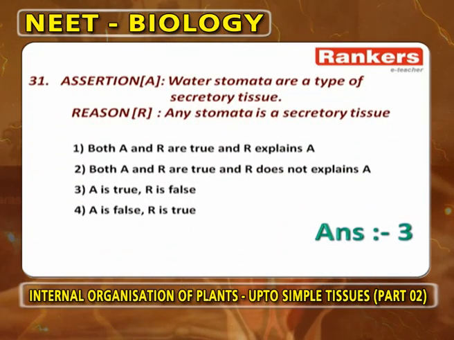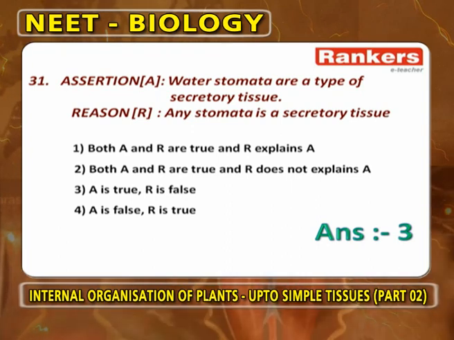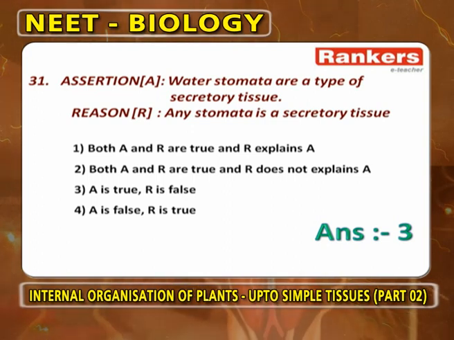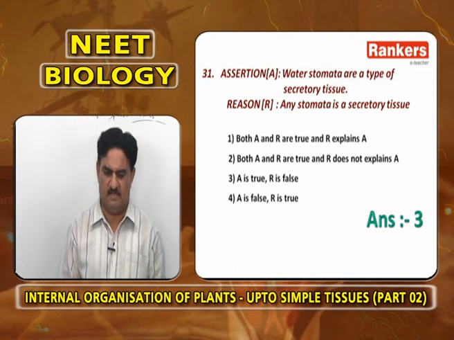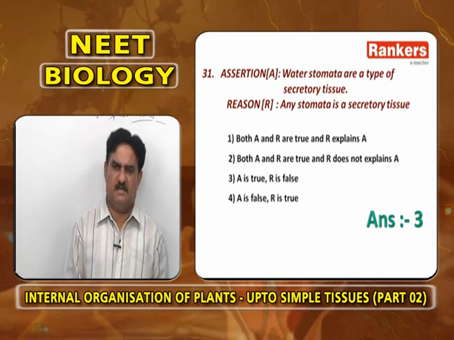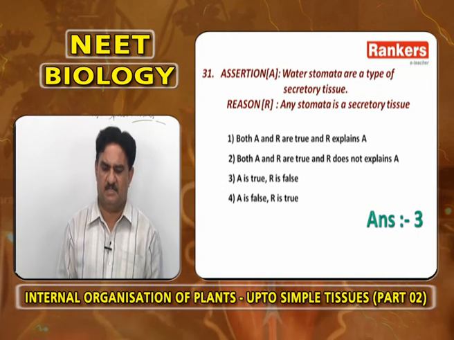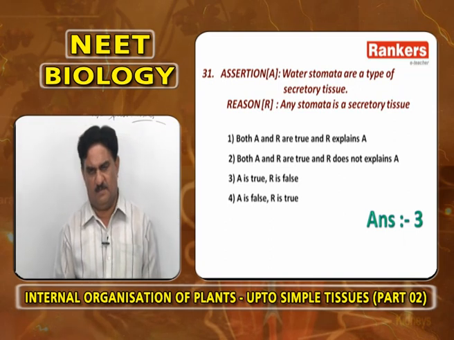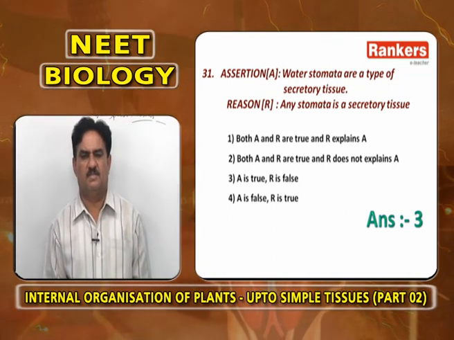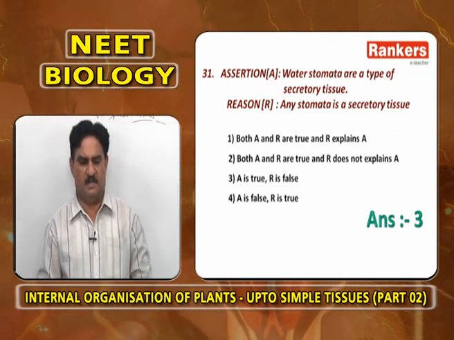Assertion. Water stomata are a type of secretory tissue. Any stomata is a secretory tissue. Water stomata is a type of secretory tissue is correct because it helps in the secretion of water in the form of water droplets called guttation. Any stomata is a secretory tissue is wrong. Any stomata is not a secretory tissue. Stomata is a small pore through which loss of water occurs in the form of water vapor called transpiration. So, the answer is A is correct, R is false.